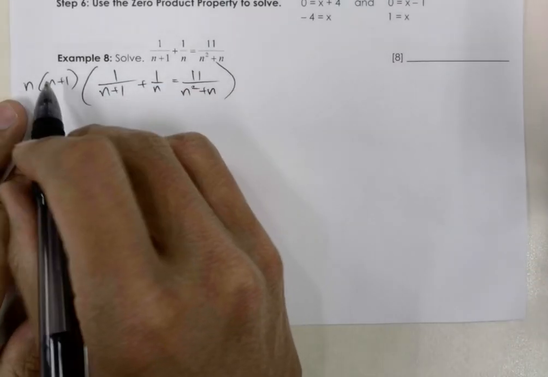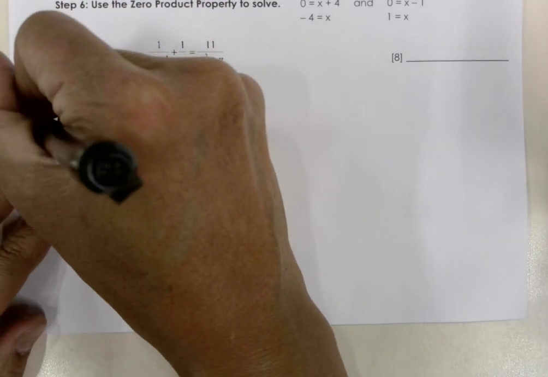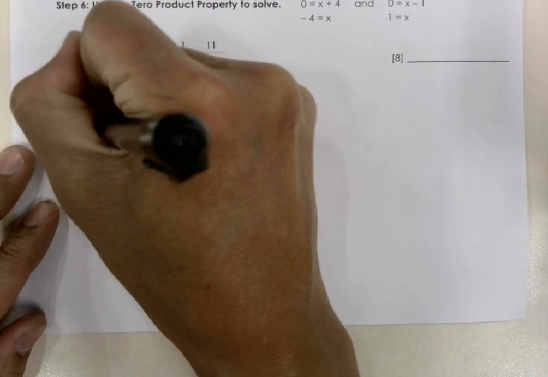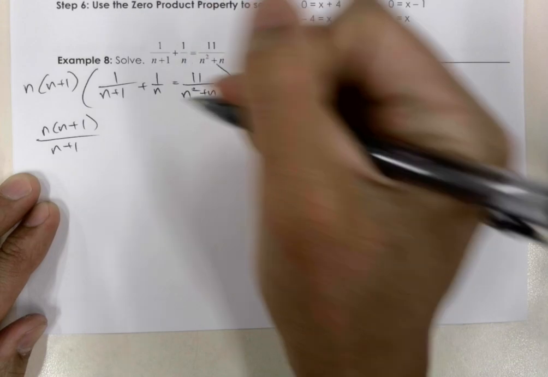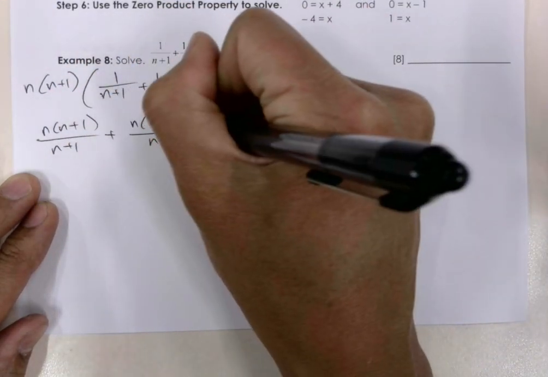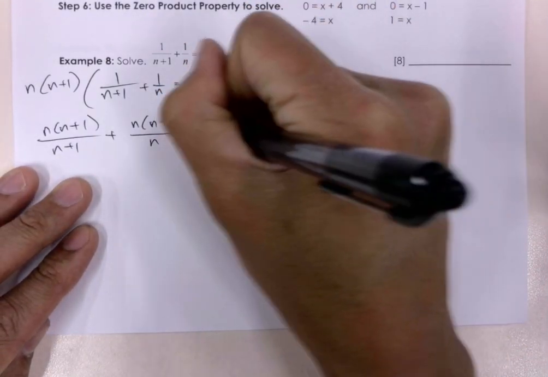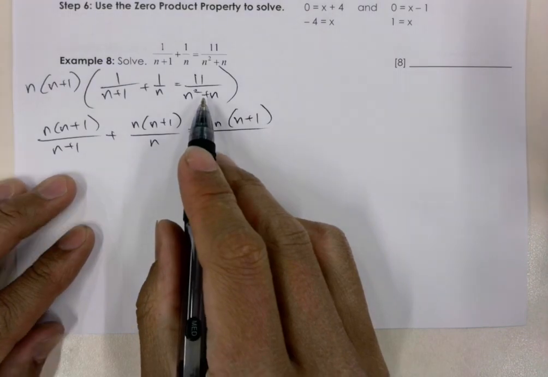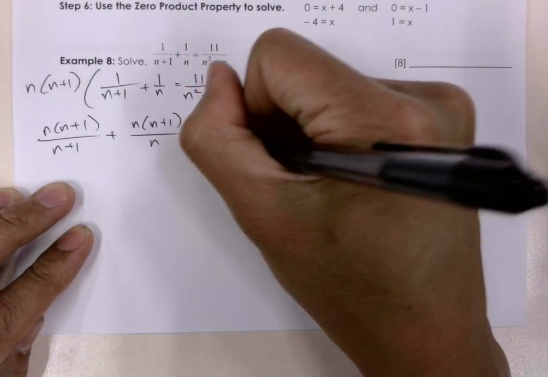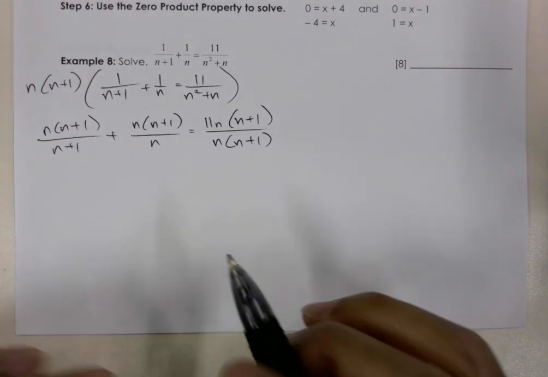So let's go ahead and distribute out to every term in the equation. We get n times n plus 1 over n plus 1, plus n times n plus 1 over n, is equal to 11 times n times n plus 1 over, and this denominator right here, I'm going to write it in its factored form, n times n plus 1.